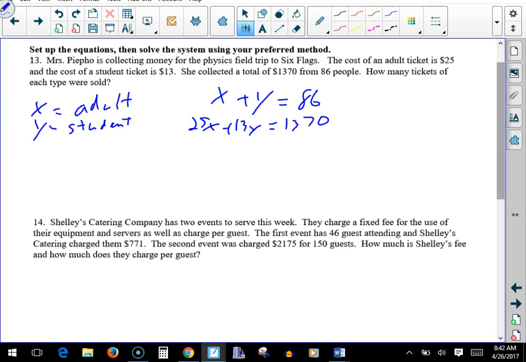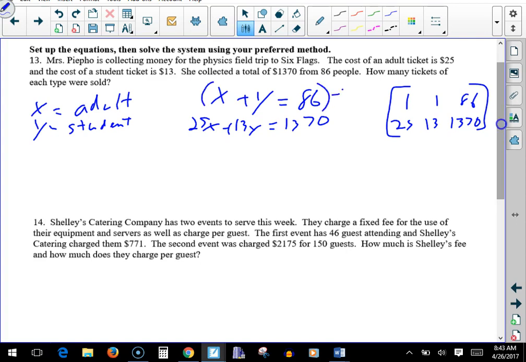At this point, you have a choice. This is very easy to solve for substitution. You can move the y over and have x equals 86 minus y. You can move the x over, y equals 86 minus x, and then plug those in. You can multiply by either negative 25 or negative 13, or you can set up a matrix. On any of these problems: 1, 1, 86, 25, 13, 1370. Any of those methods will work.